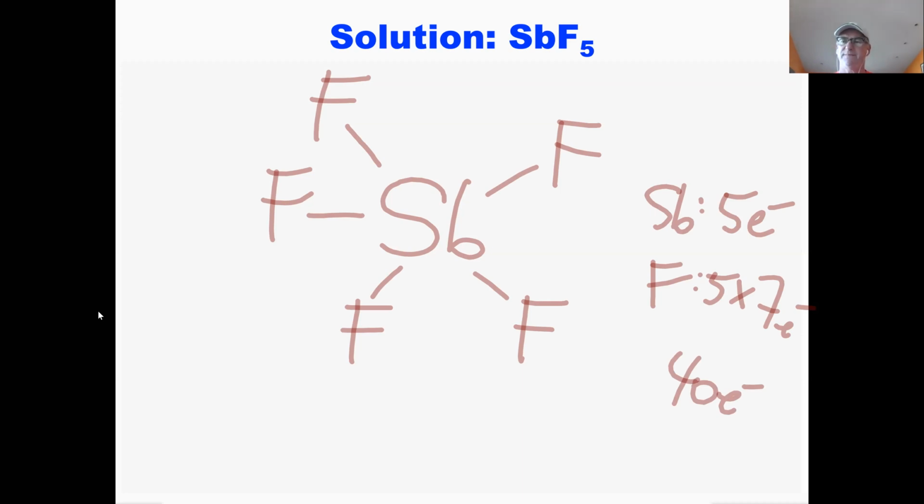So where do we start? Where do we start putting electrons? From outside. Yeah, outside in. We decorate the outside. How many electrons are we going to have to decorate the outside? 30. 30, right, because we've already used 10 in making those 5 bonds, because remember, a bond is 2 electrons. So now we've only got 30 to put around. So I'll put 30 all around.